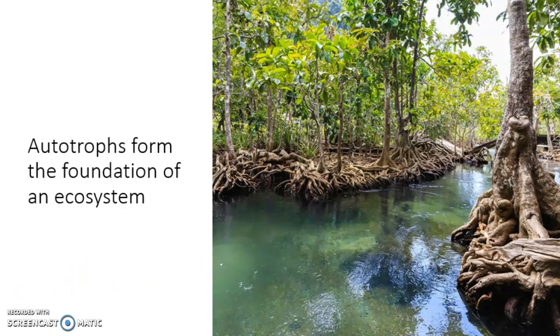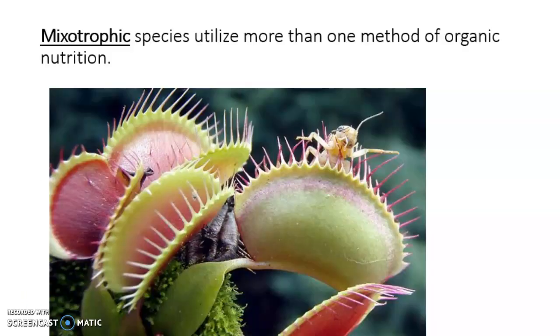And then, if we move away from autotrophs, we can get what are called heterotrophs, or in very strange examples, you could have mixotrophic species, which is what these are called. They utilize more than one method of organic nutrition, meaning they can be both autotrophic and heterotrophic at the same time. This Venus flytrap can conduct photosynthesis, so it is a photoautotroph. But, as you can see here, this poor little cricket can be digested by the plant as well, and so it is heterotrophic and autotrophic at the same time. We call this a mixotrophic species.